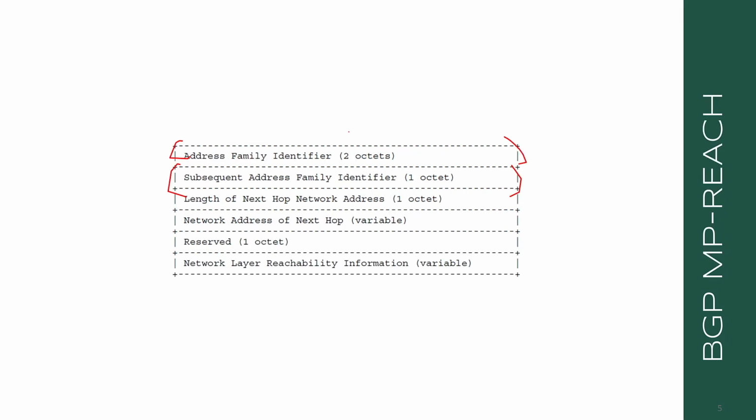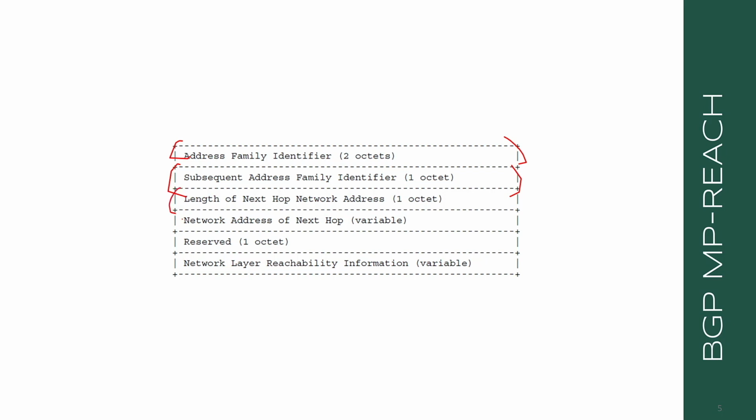Here you'll see that you have your AFI and your subsequent AFI, and the address family identifier tells you what kind of reachability information you're carrying. We'll go over some of these in just a second to give you a sense of what kind of information can be carried in a BGP MP-Reach TLV.